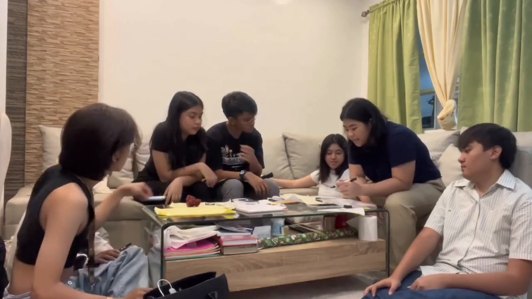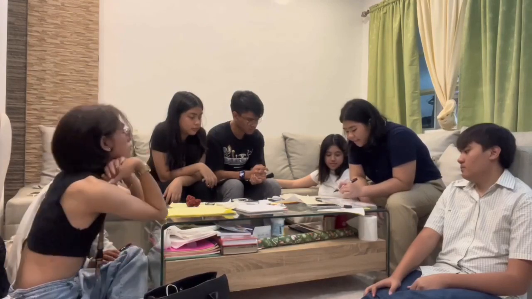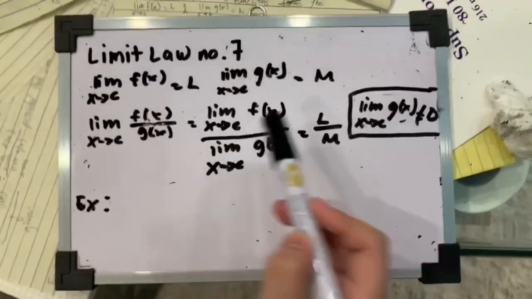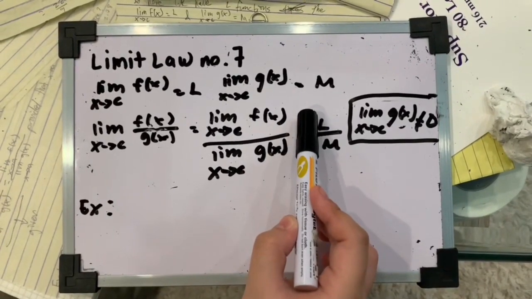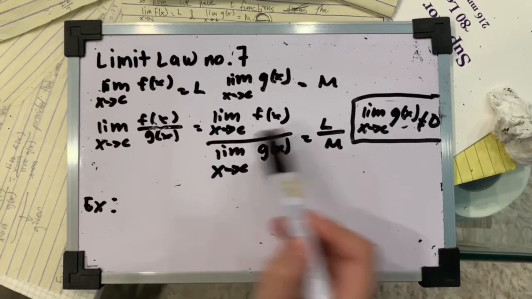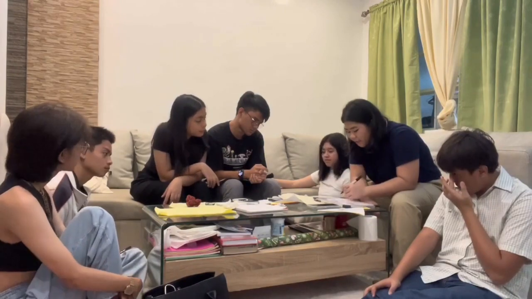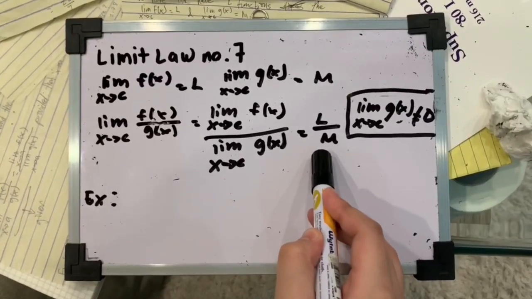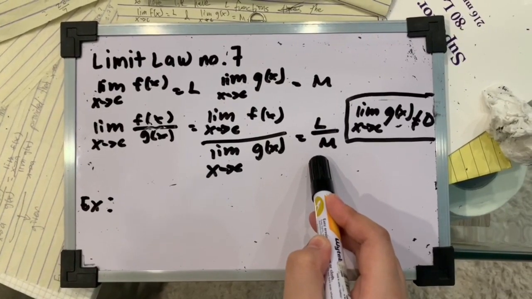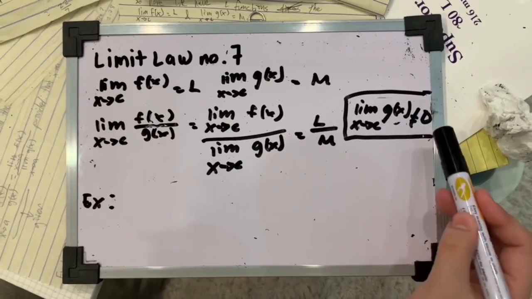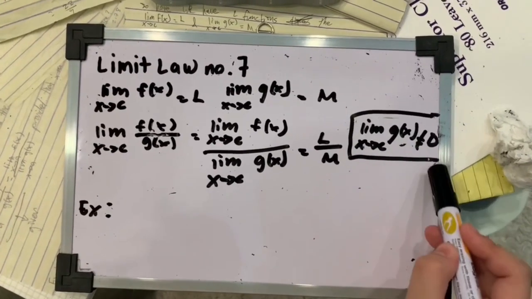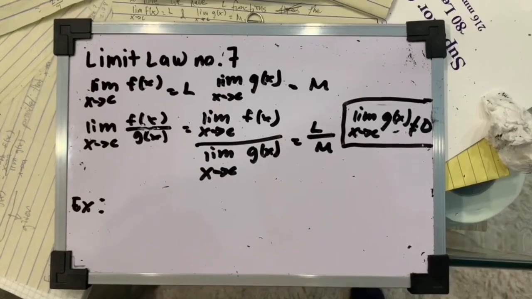So the limit law number 7. We have two functions. The limit of f of x as x approaches c equals L, then the limit of g of x as x approaches c is equal to M. So here we have the formula: the limit of f of x divided by g of x as x approaches c is equal to the limit of f of x as x approaches c divided by the limit of g of x as x approaches c, which is equal to L divided by M. Tatandaan lang natin dito, kailangan yung g of x na denominator ay hindi mag-equal to 0, kasi kapag nag-equals to 0 siya, magiging undefined siya.